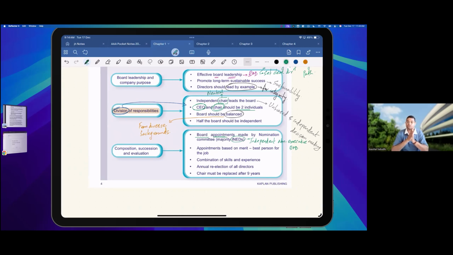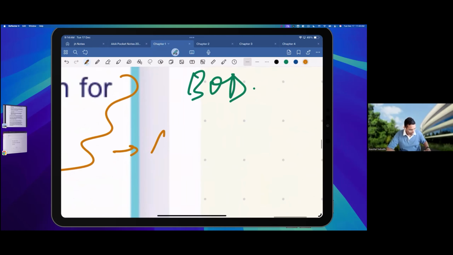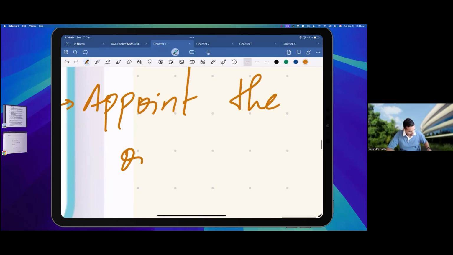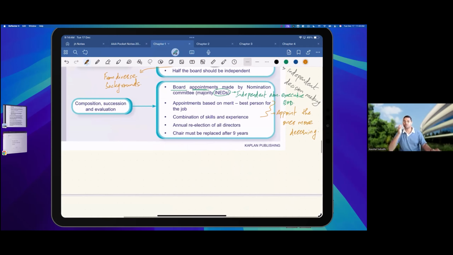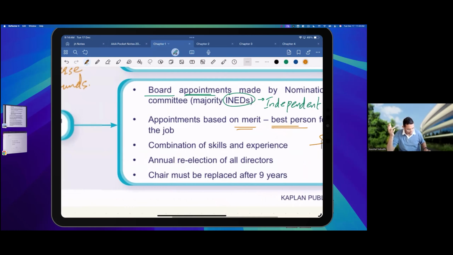So there you go. Then appointments would be based on merit, that is, the best person for the job. Roles for the board of directors will usually be filled by the person who is more deserving, right? So what I want to put over here is that you appoint the ones who are more deserving. The best person, or based on merit, you can say, the best person for the job.